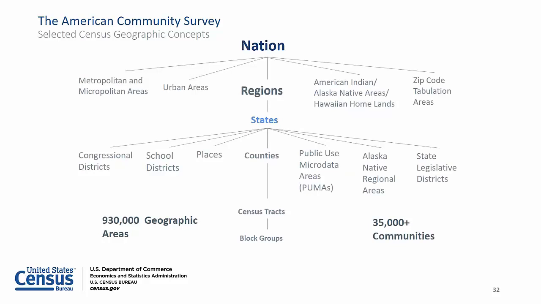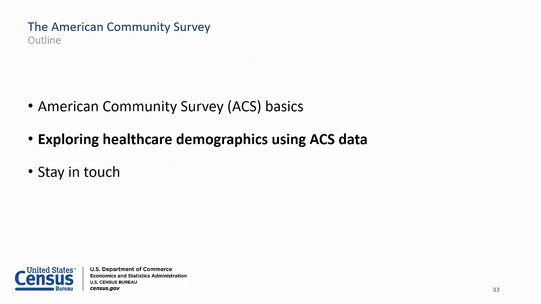So, for example, school, congressional, and state legislative districts fit neatly within states and do not cross state boundaries. However, they may cross boundaries of counties or metropolitan areas. So as you can see at the bottom, the smallest geographic building block is the block group.